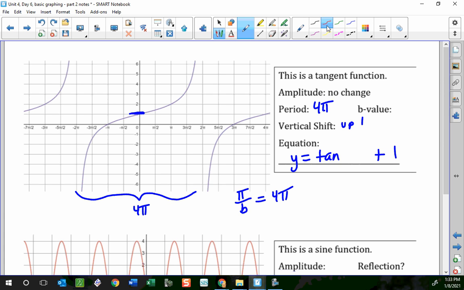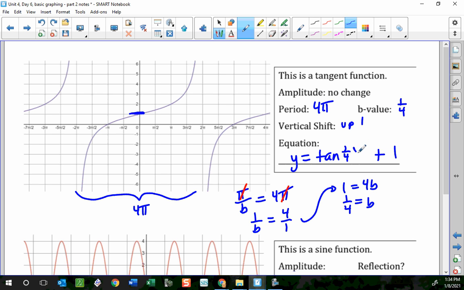All right, so let's cross off pi. And so basically what I have left is 1 over b equals 4, and we can put 4 over 1 if we want. When I crisscross multiply, I get 1 equals 4b. So b must be 1/4. There's my b value, 1/4. Basically you're going to notice that whenever the period is bigger, your b value is going to be a fraction. And when your period gets smaller, your b value is going to be a whole number, like a 5 or a 2 or a 3, something like that. So I'm going to put 1/4 x, or you could put x over 4, your choice.